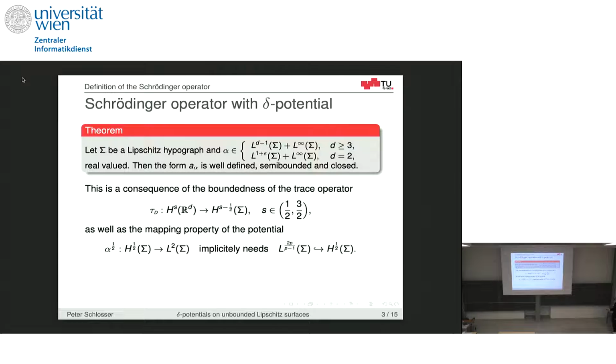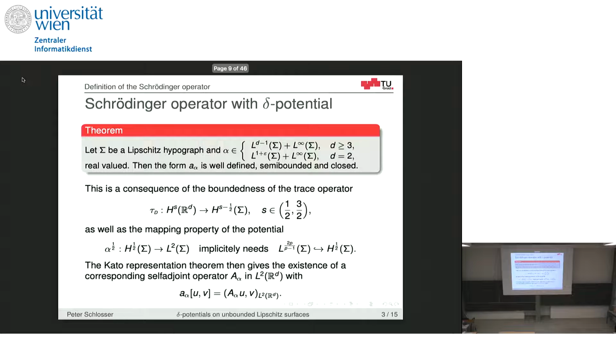So the square root of this potential acts continuously from H^{1/2} to L2. And what is basically needed there is some Sobolev embedding theorem of this kind. And here you also see why p equals 1, this L1 space, is no longer possible here. 1 plus epsilon is needed, because otherwise I had here some L infinity space, and Sobolev embedding kind of gets problematic in the L infinity setting. So this works out quite fine, and the Kato representation theorem now gives us a corresponding operator in this form.